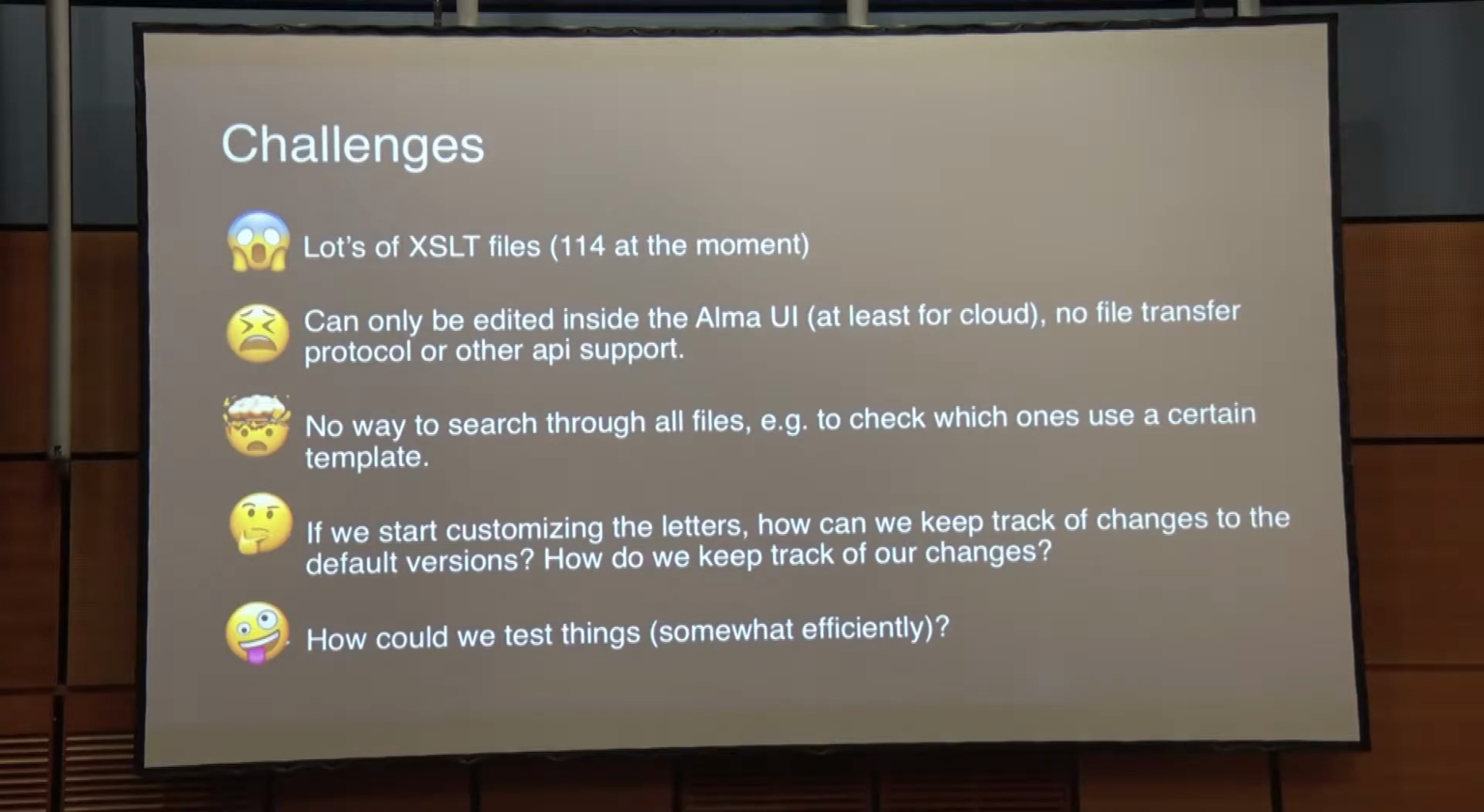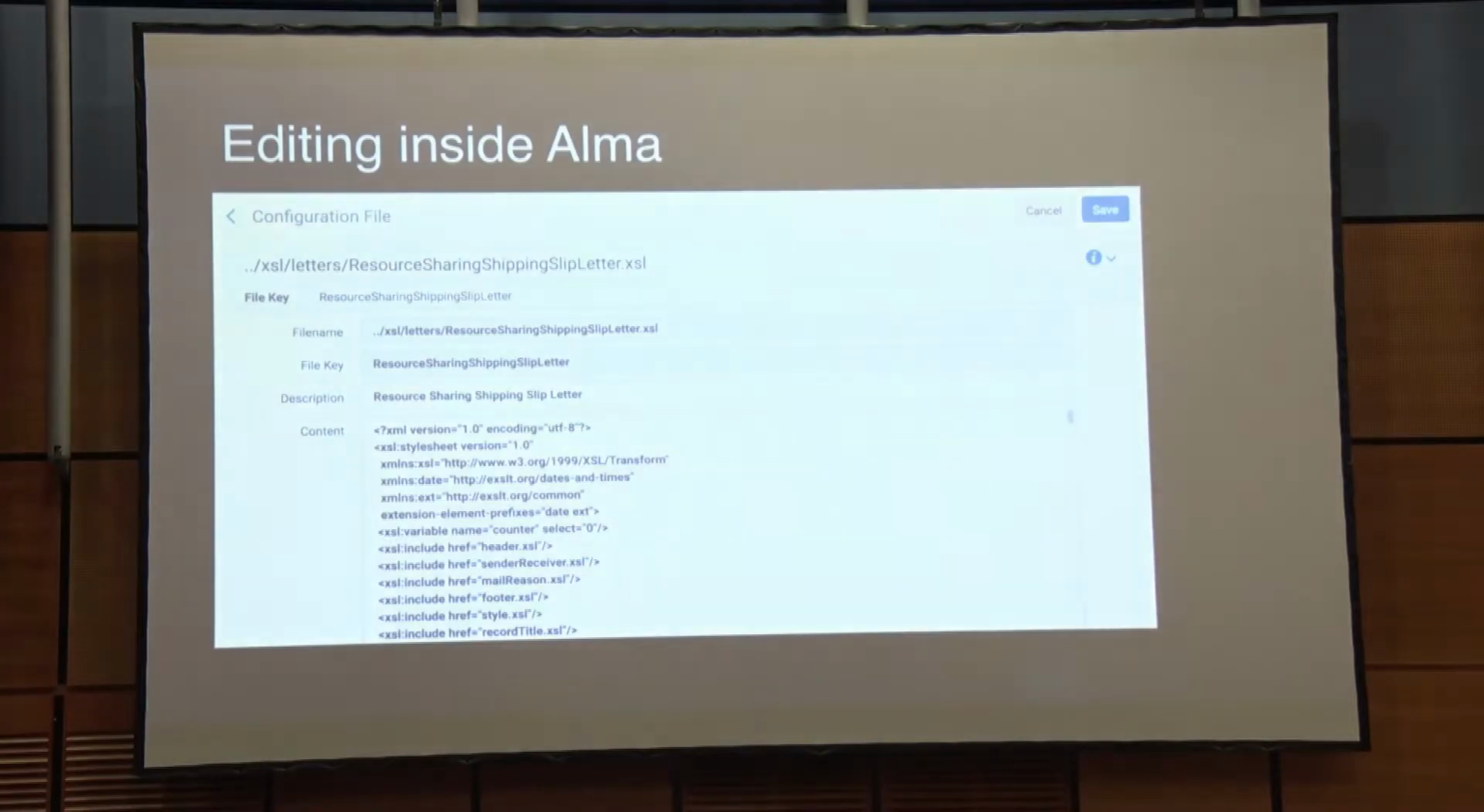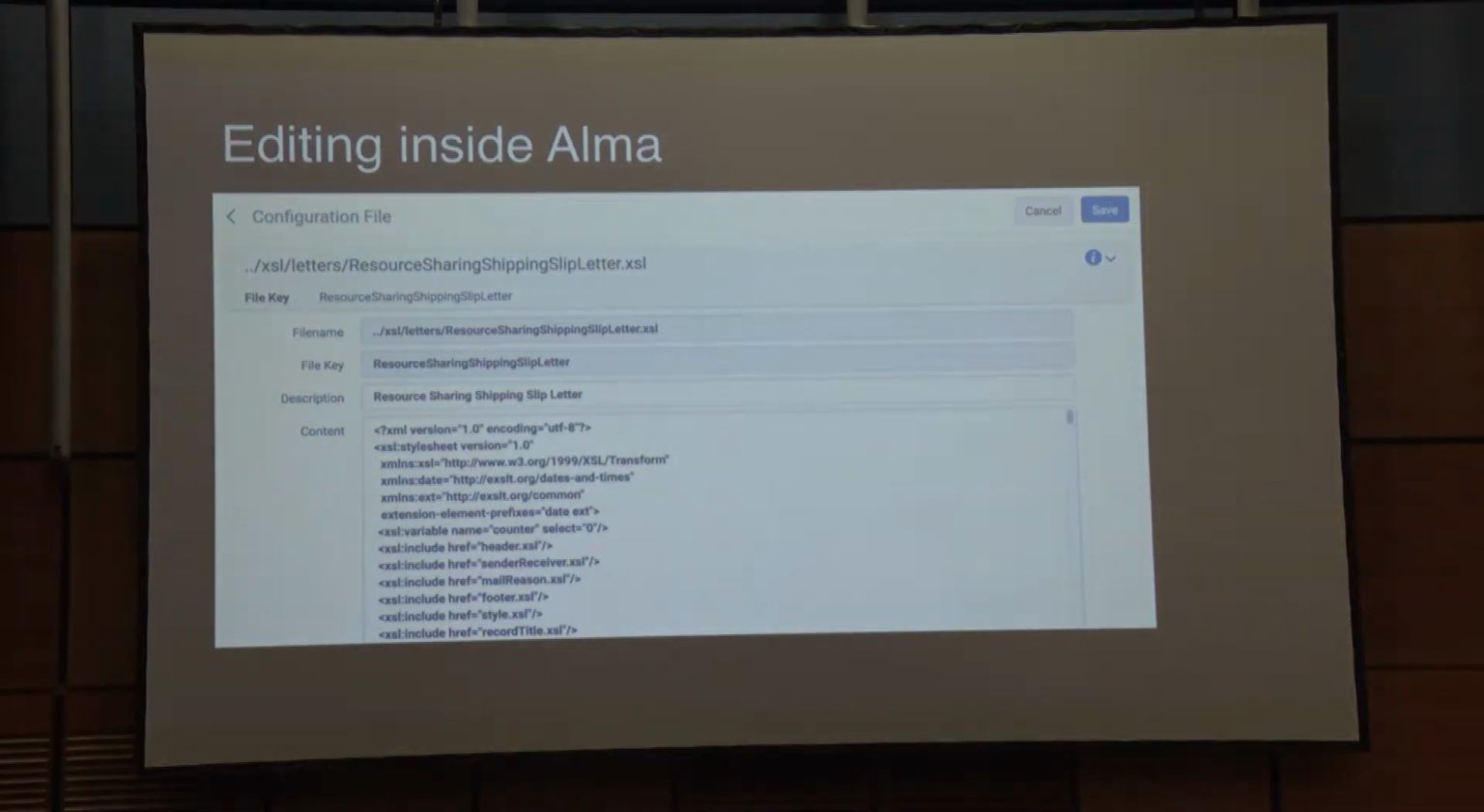And if we really start to make more than just a few trivial changes to the letters, we need to be able to also keep up to date with the default versions when they change. So we can follow the release notes, but maybe not everything is there. So that is a challenge. And how do we keep track of our own changes? And ideally, we also want a way to test the letters a little bit easier. So this is just the editing interface inside Alma, if you haven't seen it.